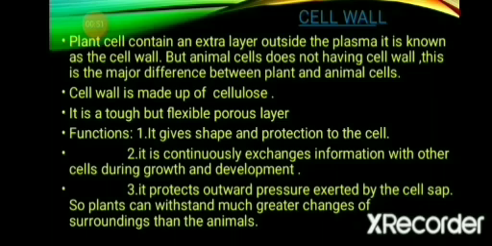Now the cell wall functions. It gives shape and protection to the cell. You know, cells are of different shapes like round, rectangular, star, etc. These shapes are maintained by the cell wall. It continuously exchanges information with other cells during growth and development. This information is exchanged through the plasmodesmata. Plasmodesmata are connecting links of cells and also exchange information. It protects against outward pressure exerted by the cell. I mean, external pressure on the plant body can damage the cell, but the cell wall protects against that external pressure. So plants can withstand much greater changes in surroundings than animals.